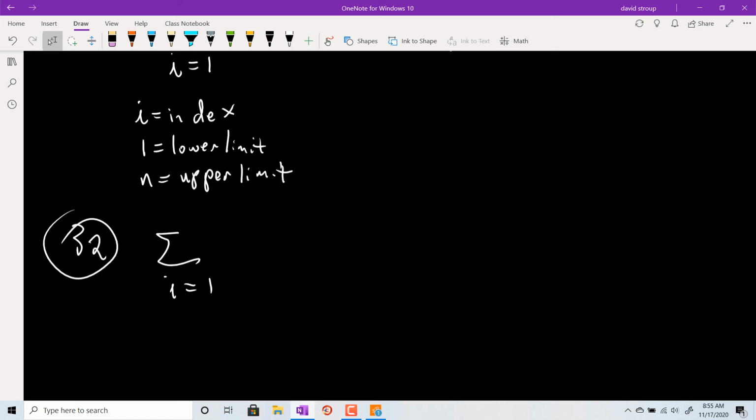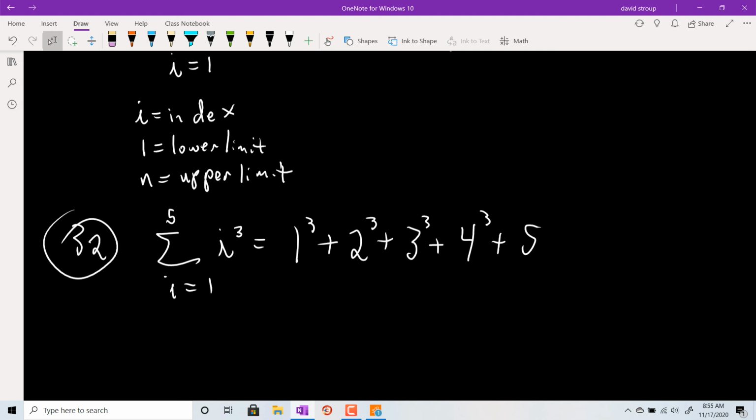So I equals 1 to 5 of I cubed. Okay. So first you plug in 1, so you have 1 cubed. Then you plug in 2, 2 cubed. Then you plug in 3, 3 cubed. Then you plug in 4, 4 cubed. Then you plug in 5, and that's the upper limit, so you're done. Then you can add them all up. Okay, and it should be 225.